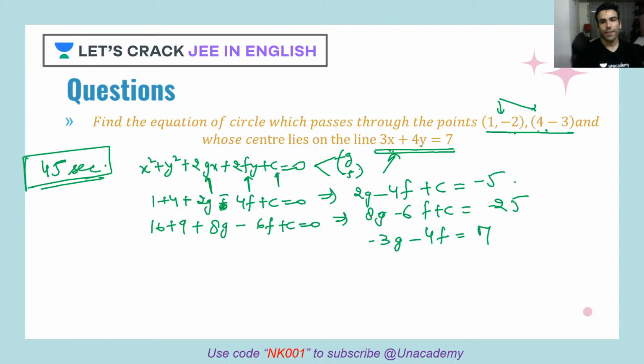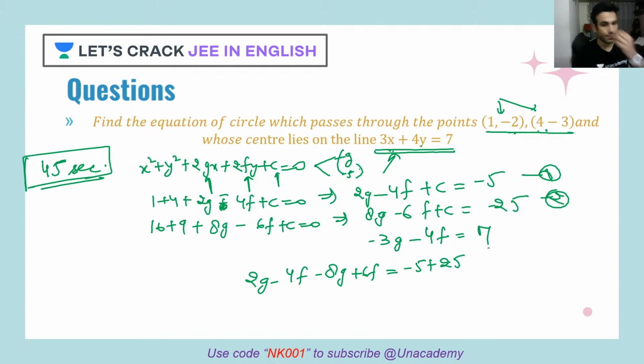So let's solve them. We can subtract equation number 1 from equation number 2. When we do that, what do we get? 2g minus 4f minus 8g plus 6f is equal to minus 5 plus 25. Clear? I hope no one has any doubt so far. So we get minus 6g plus 2f is equal to 20. So this can be written as minus 3g plus f is equal to 10.